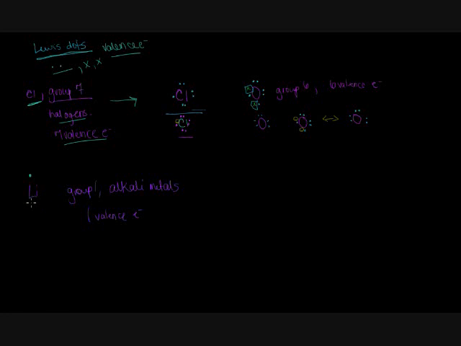And the final example I did was with a metal, which is lithium, and it's in group 1, so it has 1 valence electron. So I made the 1 dot right over there.